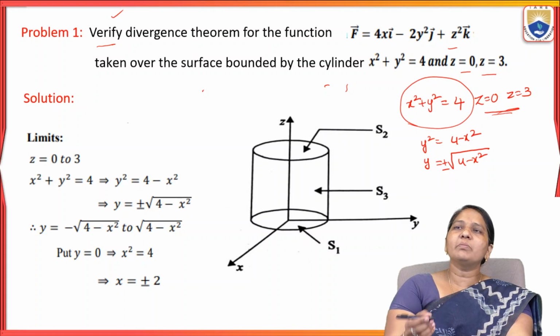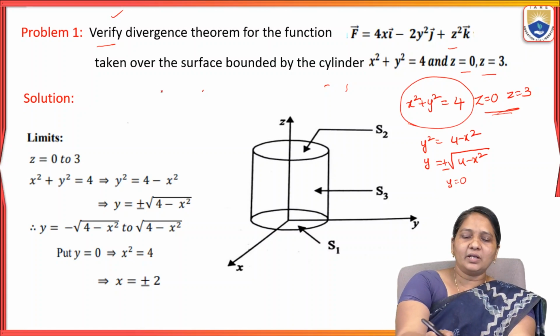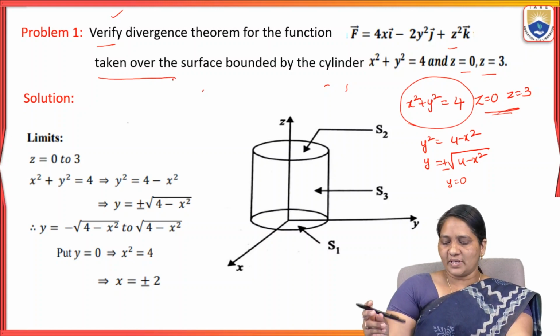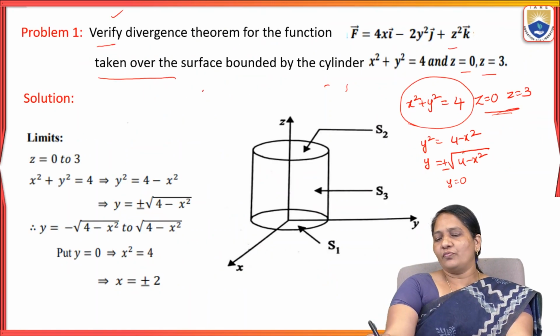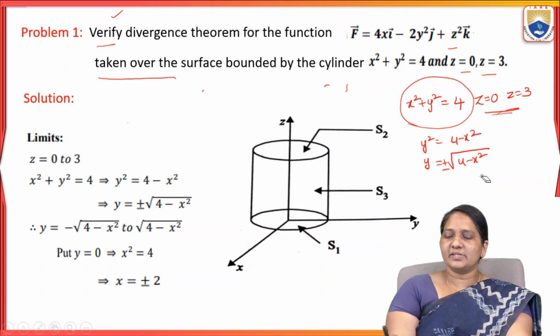Here they didn't mention the first octant. If they had given the first octant, we could take y equal to 0. But they are asking over the total surface, so based on that we have to take the value. So here we are taking the y limits: y goes from minus square root 4 minus x square to plus square root 4 minus x square.